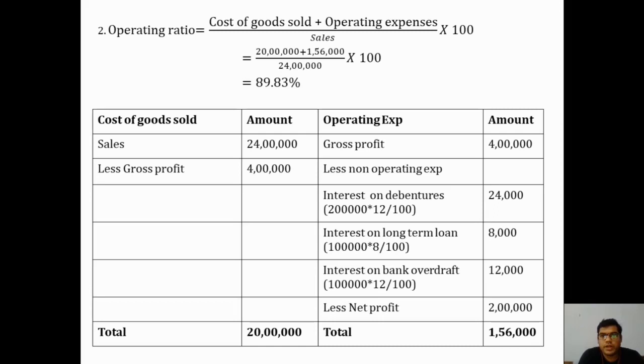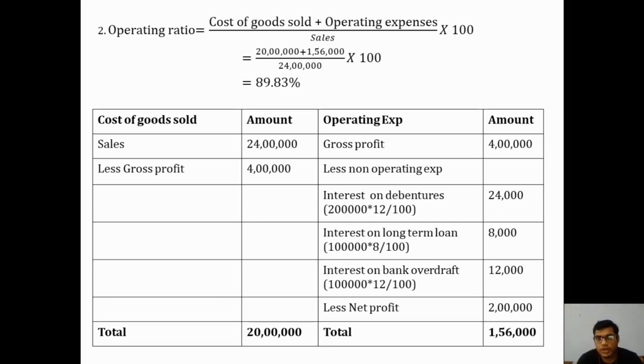Next ratio, operating ratio. Here, the formula is cost of goods sold plus operating expenses divided by sales into 100. Let us first calculate cost of goods sold. The value of cost of goods sold is sales minus gross profit. That is 24 lakh minus 4 lakh, that is 20 lakh will be the cost of goods sold.